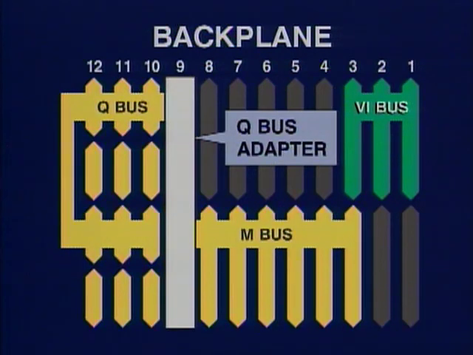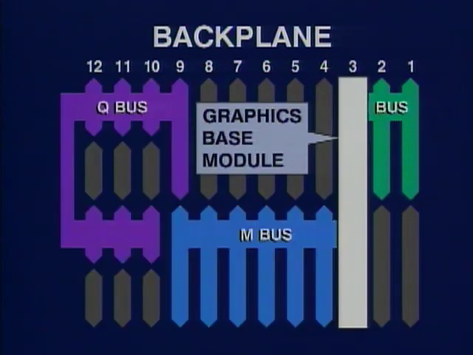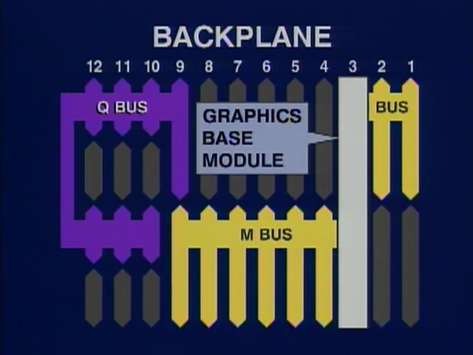because it communicates with both the M-bus and the QBus. The graphics base module must always be installed in slot 3 because it communicates with both the M-bus and the VI bus. Other M-bus modules can be installed anywhere along the M-bus, including slot 9, if the optional QBus adapter module is absent.